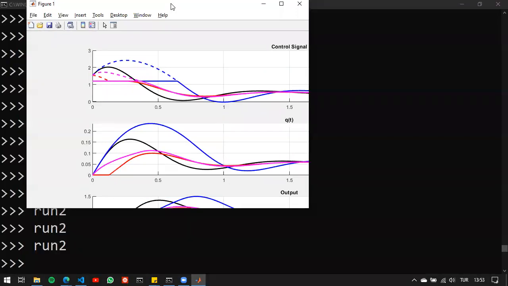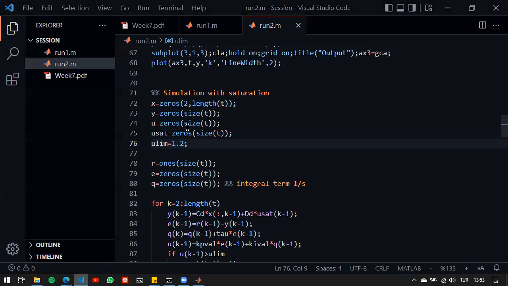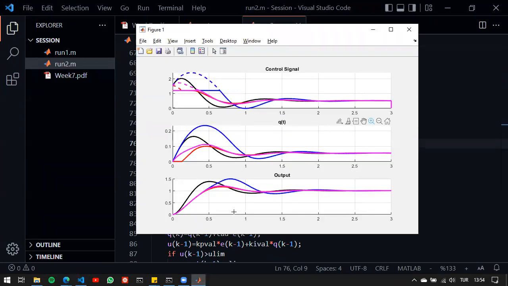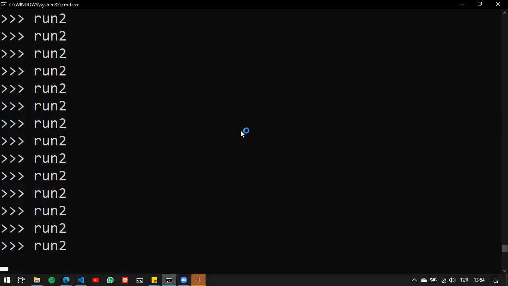And if we decrease this limit, for example, let's put in a harsher upper limit like 0.4. Let's see what happens.